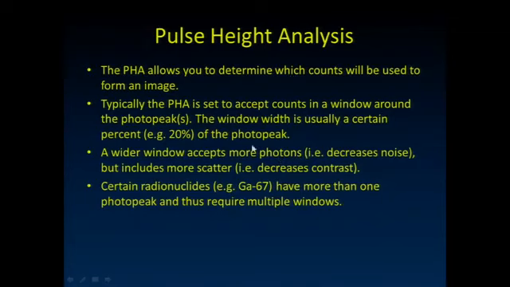A wider window would accept more photons, so it would decrease our noise. But unfortunately, what are some of these things that have lower energy going to be? They're going to be gamma rays that have scattered in the patient. And so we don't really want to accept those. They're just going to degrade the quality of our image. By the way, certain radionuclides, like gallium-67, have more than one photopeak. They give off gamma rays of multiple different energies, and we actually set up multiple ranges in which we'll accept them. Not one big wide one that accepts all, but multiple narrow ranges centered right at where the peaks are.